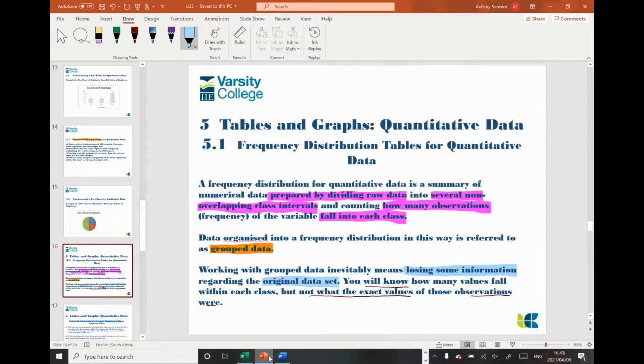Okay, speaking to what we've already spoken on, how many observations of the variable fall into each class. Here they're just emphasizing that it's grouped data that we're looking at. We're not looking at individual values. It's more of how many people scored between 75 and 90. So can you see we're focused on the groups? How many A's do you have? How many B's do you have? How many C's do you have?